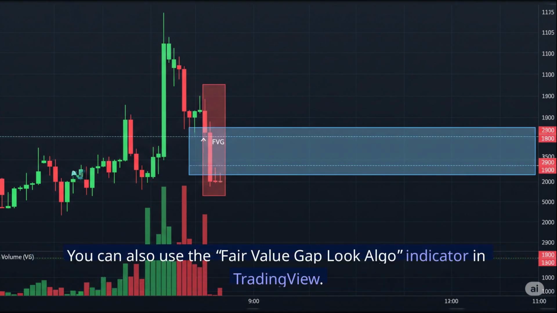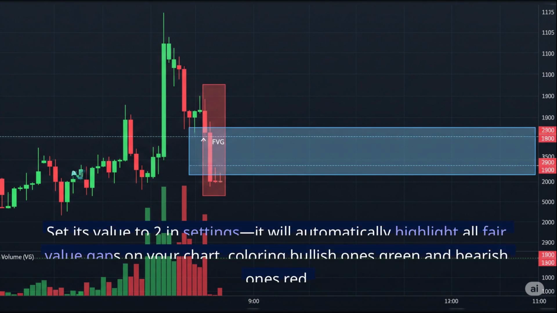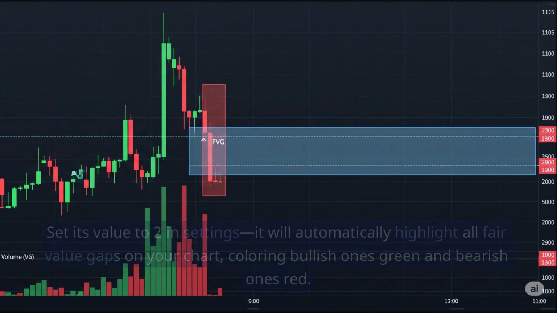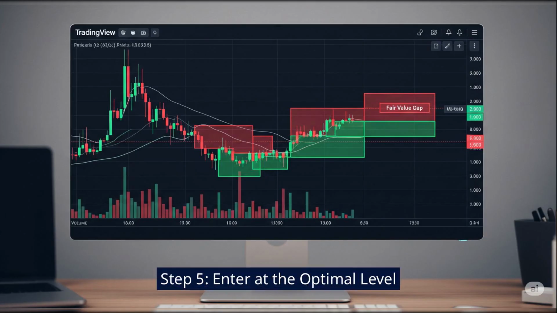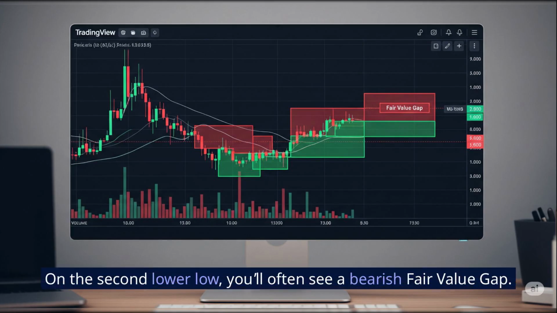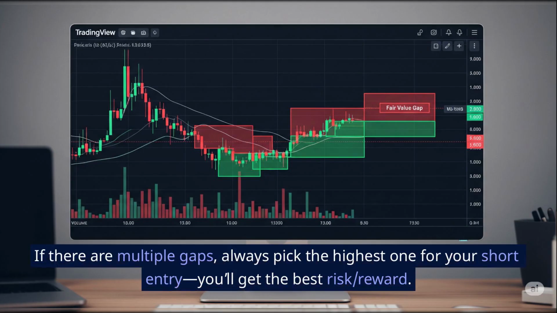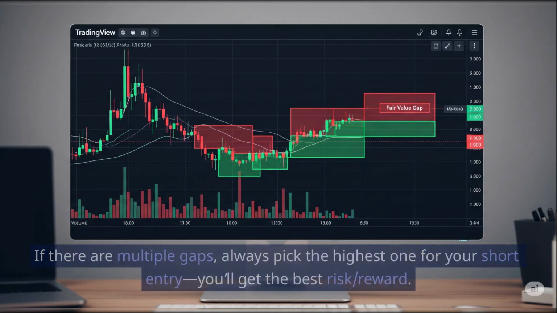You can also use the fair value gap LuxAlgo indicator in TradingView. Set its value to 2 in settings. It will automatically highlight all fair value gaps on your chart, coloring bullish ones green and bearish ones red. Step 5. Enter at the optimal level on the second lower low. You'll often see a bearish fair value gap. If there are multiple gaps, always pick the highest one for your short entry. You'll get the best risk/reward.